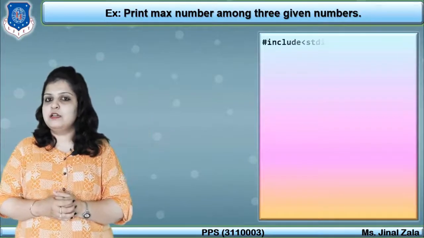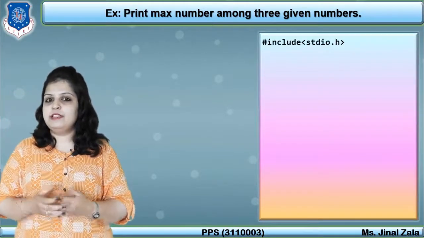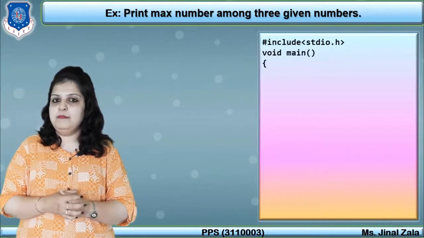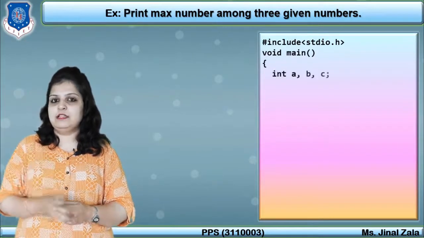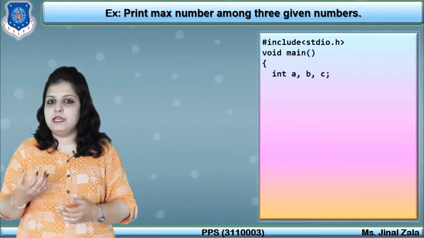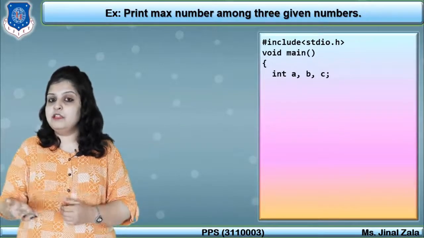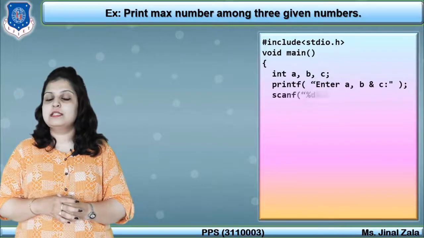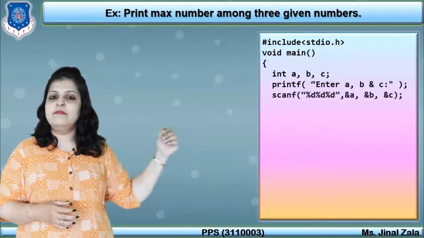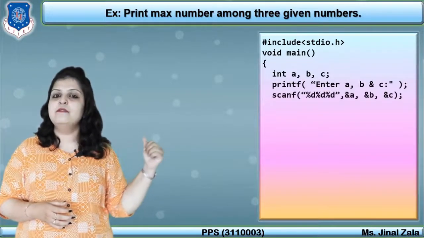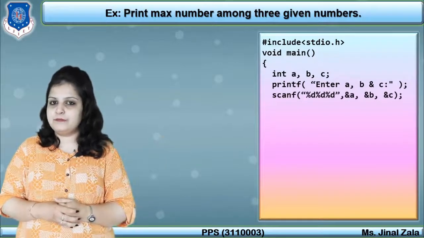First include the header file, then write the main function, and in the main function declare 3 variables because we want to find the maximum from 3 numbers. So integer a, b and c, and input the same 3 numbers using the scanf function. So printf enter a b c and scanf scans the 3 numbers.